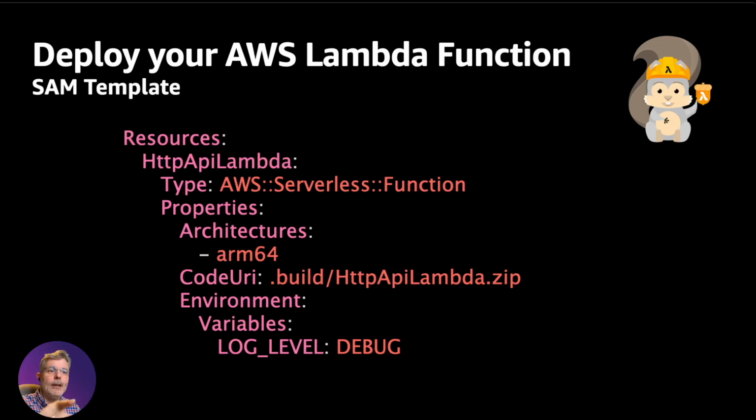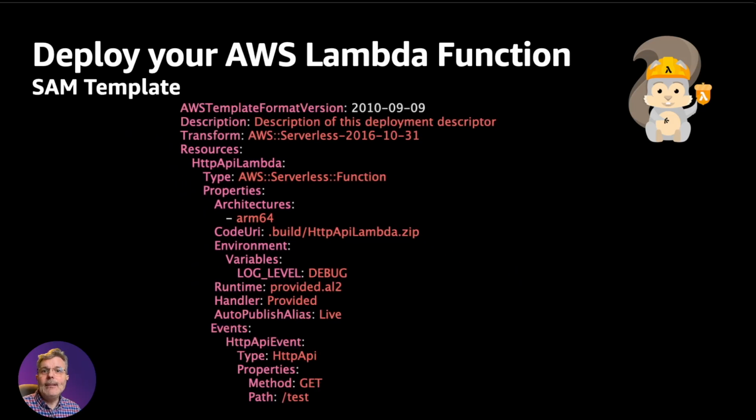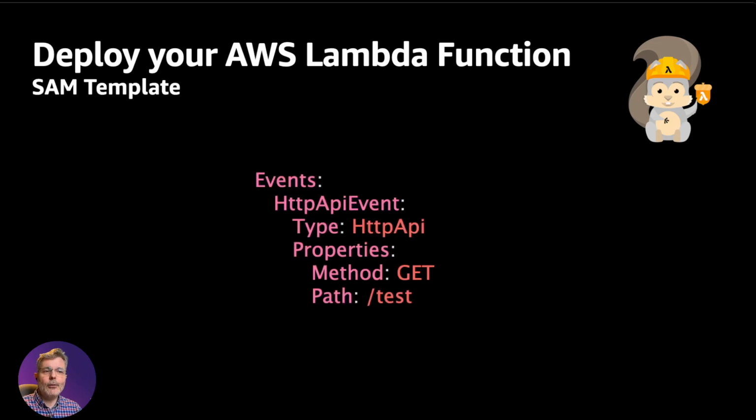You see type AWS serverless function there on the screen. It will run on an ARM64, that's Amazon Graviton CPU. The zip file is mentioned, and any environment variable I want to pass to my Lambda function. And then in the second part, I tell how to invoke that Lambda function.